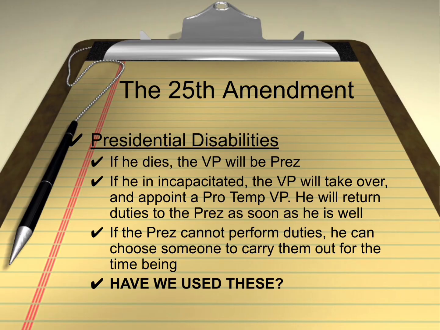If he is incapacitated, the vice president will take over and appoint a pro tem vice president. He will return duties to the president as soon as he is well. If the president cannot perform duties, he can choose someone to carry them out for the time being. Have we used these? Think about that.